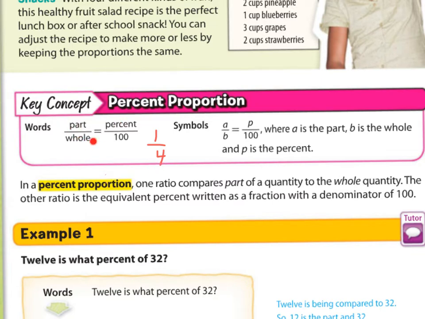And that can easily be converted into a percentage, where my whole will always be 100% and my part is the percentage. So I can multiply the 4 times 25 in order to make it 100, to make it my whole. I would do the same to the top, 1 times 25, and it would give me 25 over 100, which is 25%. In symbols, we have A/B is equal to P/100, percentage over 100, where A is the part, B is the whole, and P is the actual percent. So let's take a look at the examples.